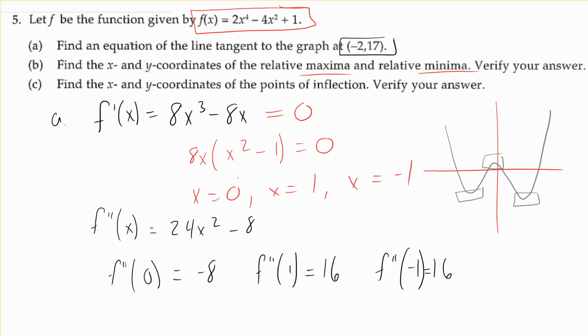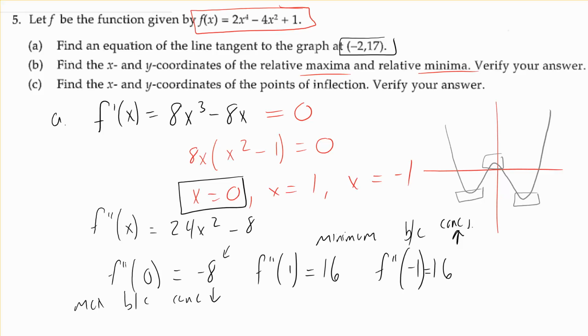So what we'd say is, at 0, it must be a maximum because it's concave down, meaning the second derivative is negative. Similarly, at 1 and -1, those must be minimums because the second derivative is positive, meaning it's concave up. Now, my writing here isn't complete, but the words I use need to be expressed in order to show enough justification.